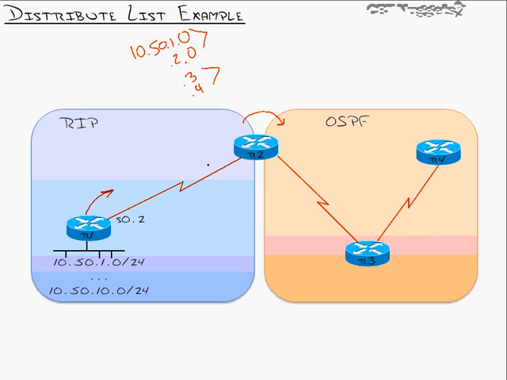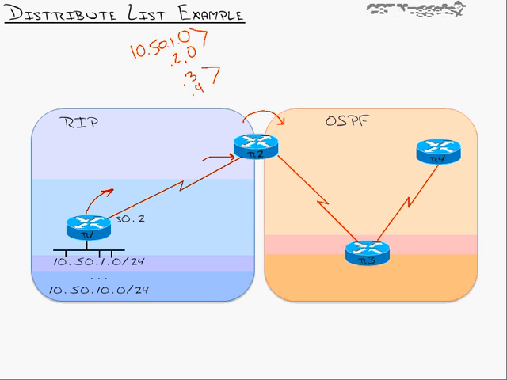Now, we could have done the same thing by applying the distribute list inbound on router 2. I just figure it's better to filter it at the source. Closer to the source you are, the more efficient you are in this case. So now you've seen filtering using distribute lists when it's applied directly to the routing protocol updates coming from a router. The other place that you can apply the distribute list is when you're doing redistribution.